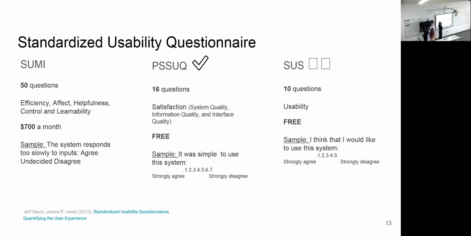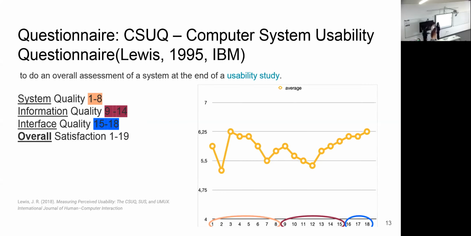Okay, I will tell you a little bit about what we've chosen. It has another name, because the PSSUQ is for interviews, and our questionnaire is for online surveys. It consists of 19 questions. Questions from 1 to 8 test system quality, from 9 to 14 information, and from 15 to 18 interface. And the last question is, do you actually like it?